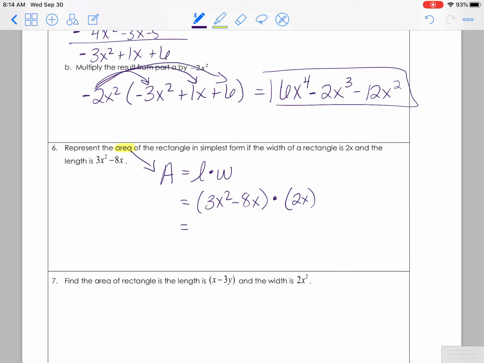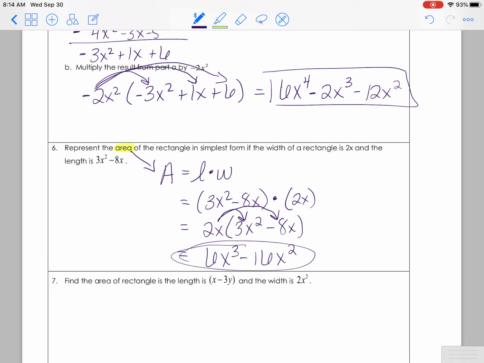Well, I'm going to set it up this way because it means the same thing. And it looks like something we've already been doing. So when I multiply these through, 6x to the third minus 16x squared. So that is the total area, written as a polynomial.